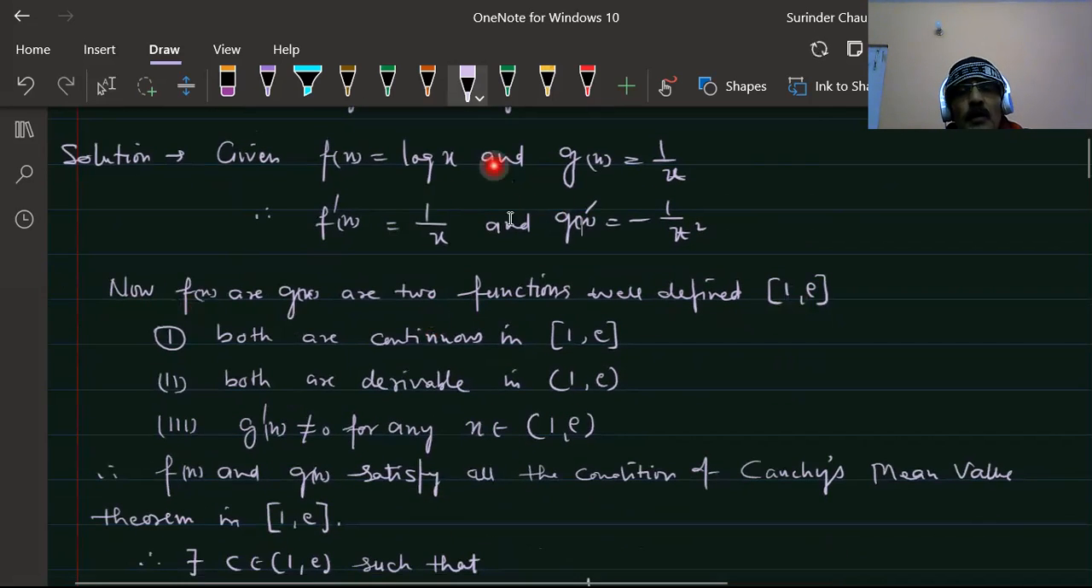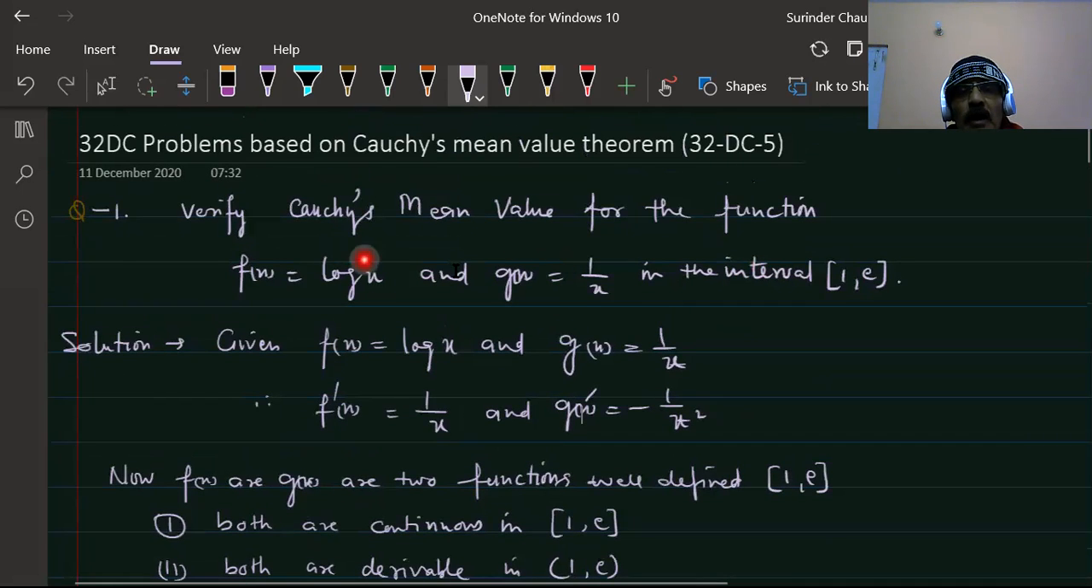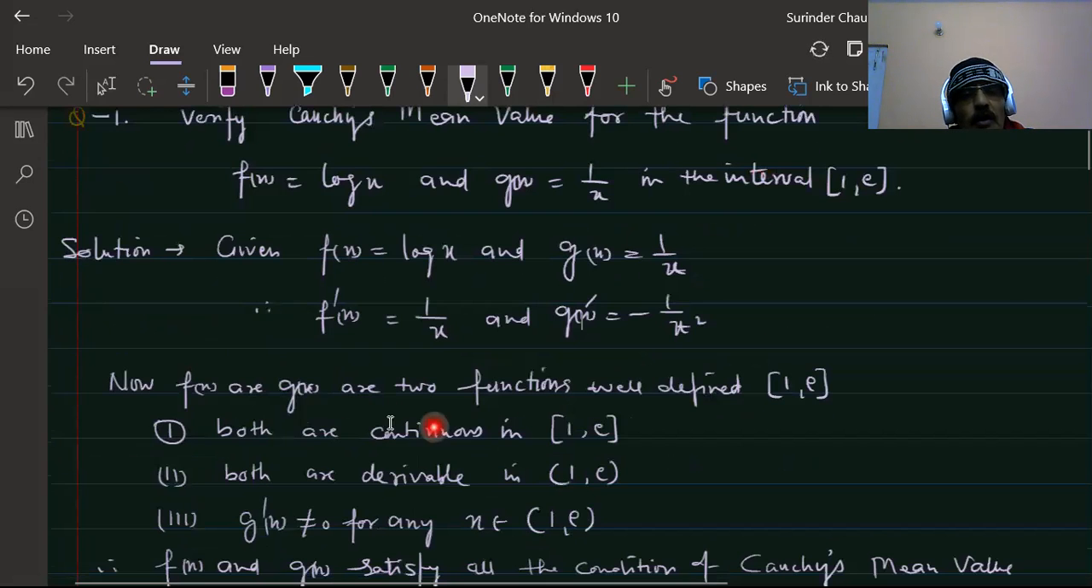Now let's discuss the same thing. f(x) and g(x) are two functions which are well defined. How well defined? I told you that the domain of g is all real numbers except 0. The closed interval 1 to e is a subset of both the domains, so both functions are well defined. This means both functions are continuous and their derivatives exist in this interval. Therefore both functions are continuous in the closed interval 1 to e.